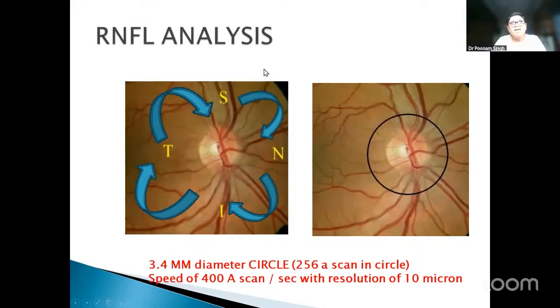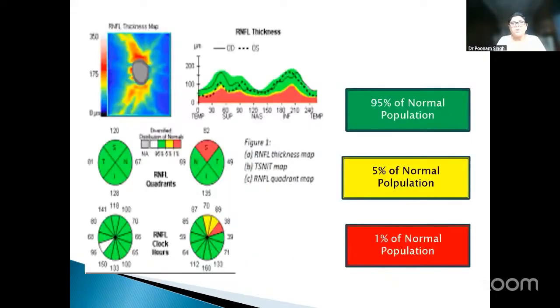Now coming one by one to the various analysis areas. As we have said, RNFL changes precede many other changes in glaucoma. This OCT does an RNFL assessment from temporal to superior to nasal and inferior in a circular fashion, in a 3.4 millimeter diameter circle. At each point an A scan is taken, and a total of 256 A scans are taken. The speed is up to 400 scans per second, and the resolution is 100 micron.